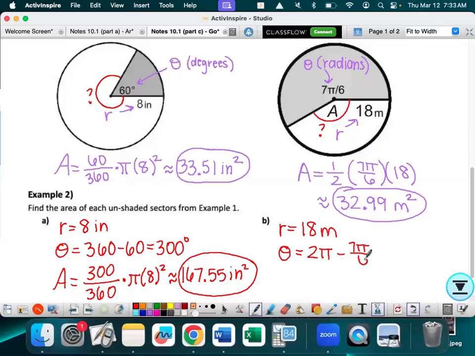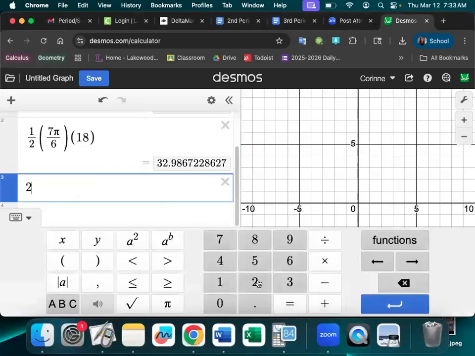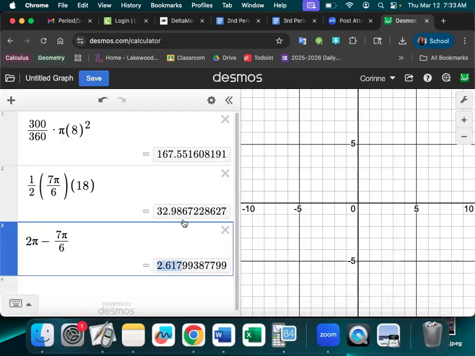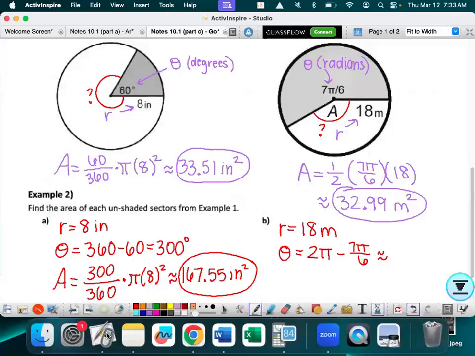We are just going to go ahead and round this angle to a few decimal places. I'm going to take it out more decimal places than I've been doing my final answers. That way I can get my area to be more accurate. So 2 pi minus 7 pi over 6. I'm going to take that out to 3 decimals this time, which would be 2.618 if we round up. Radians, or rad for short.